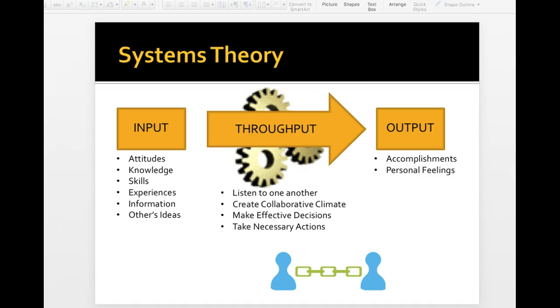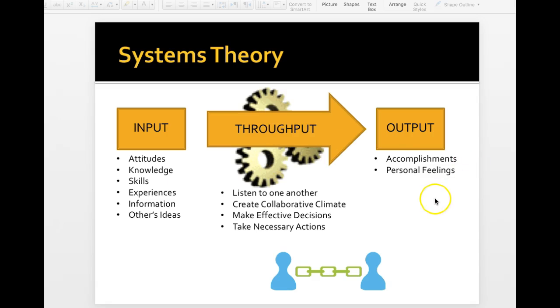Okay, the next concept we're going to talk about is systems theory. In small group development, there is a theory called systems theory, which shows the interworkings of a group. So there are three important terms when it comes to systems theory. The input, this is what all the group members bring to the group experience. So their attitudes, knowledge, skill, information, all of that. Whatever you as a group member and your other members bring to the group, that's the input.